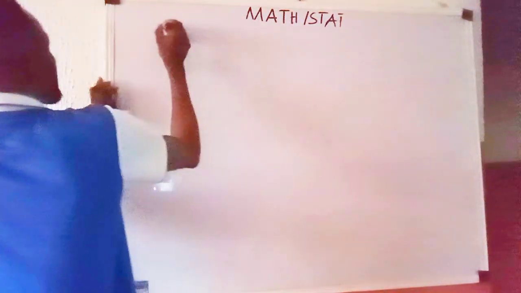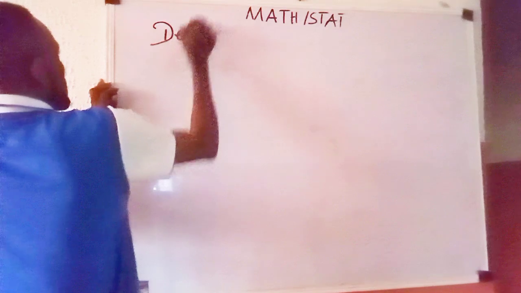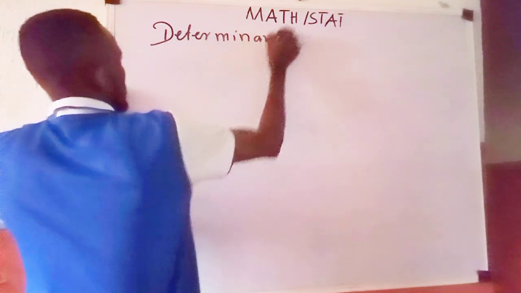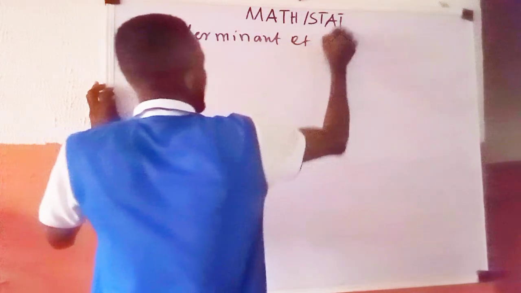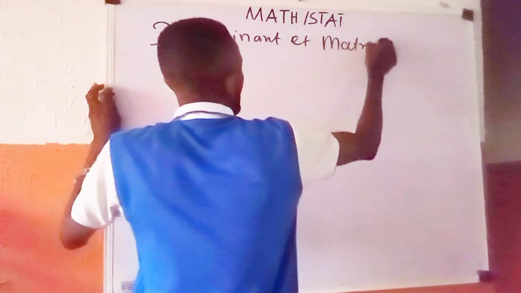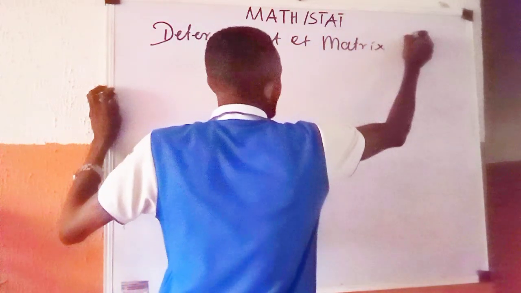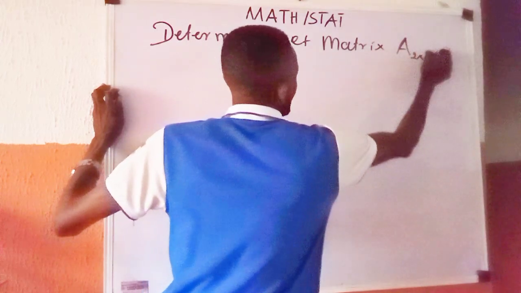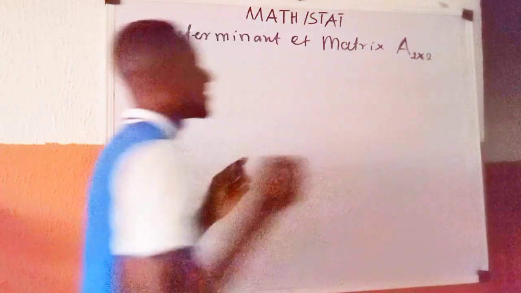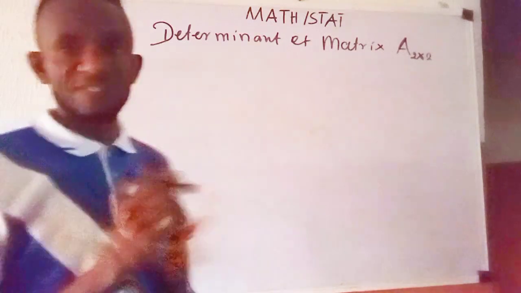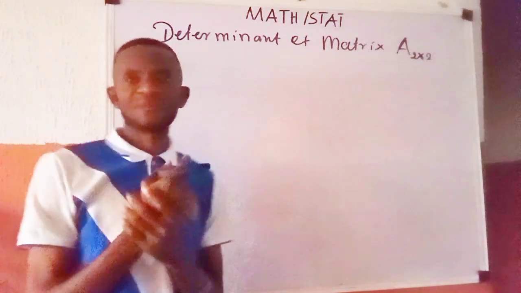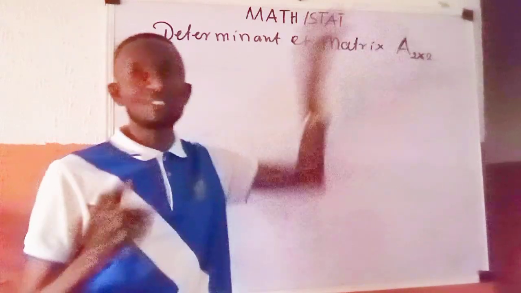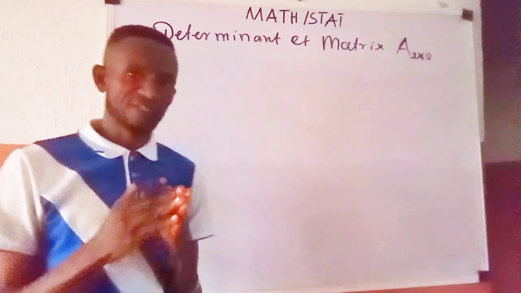Determinant of the matrix. Determinant of matrix. Let me talk about matrix A. And that matrix A is 2 by 2. That matrix A is a 2 by 2 matrix. So we want to talk about determinant of a matrix A, where that matrix A is a 2 by 2 matrix.